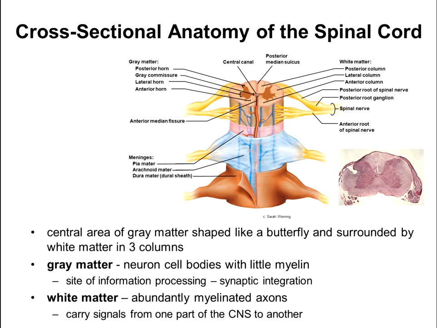The gray matter is composed of neuron cell bodies with just a little bit of myelin. And this is the site of information processing and synaptic integration. The white matter contains a lot of myelinated axons, hence why it's white, because myelin takes on a whitish color. And the white matter carries signals from one part of the central nervous system to another. So you have the gray matter and the white matter.